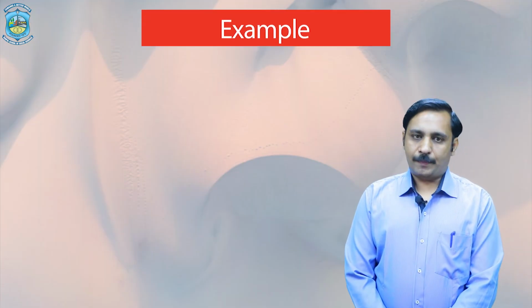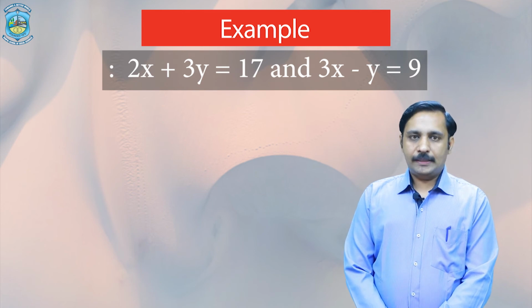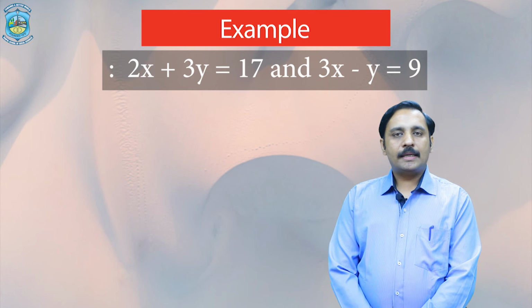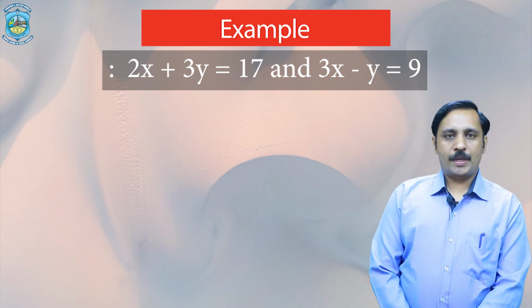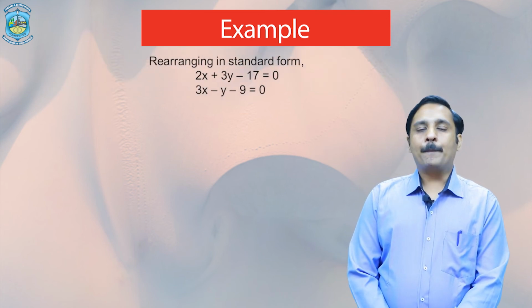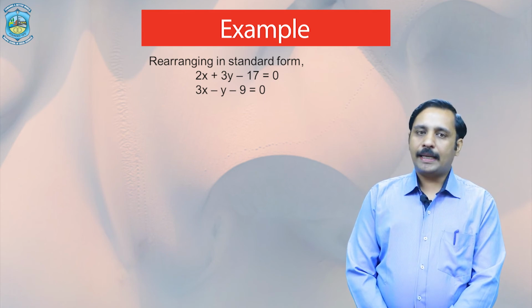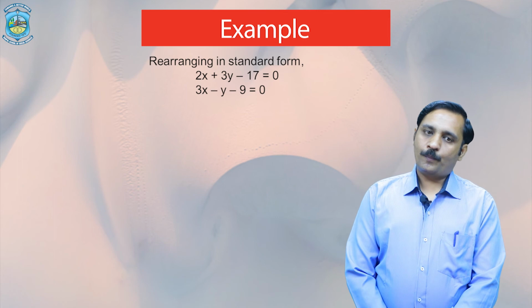Let us take another example. We have the equation 2x plus 3y is equal to 17, 3x minus y is equal to 9. If we compare this, it is not in the proper order. So we have to first arrange these equations into standard form. So we have 2x plus 3y minus 17 is equal to 0, 3x minus y minus 9 is equal to 0. Mark them equation number 1 and equation number 2.